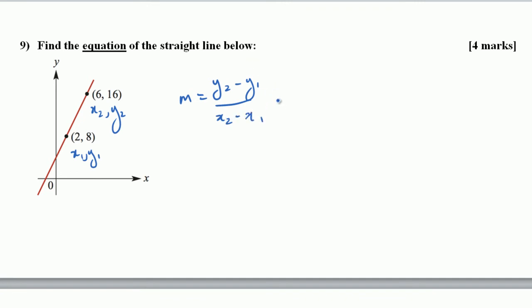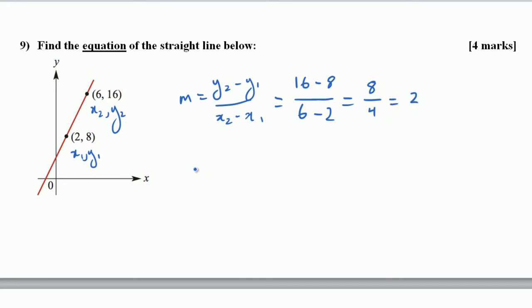Again, just put in what it says, right? So y2, match it up, it's 16. So 16, y1, match it up, it's 8. So 16 minus 8 divided by, well, x2 is 6 minus, and x1 is 2, right? Just from our labels. That's why it's important to label. So 16 minus 8 is 8 divided by 6 minus 2 is 4, which equals 2. So the gradient is 2.